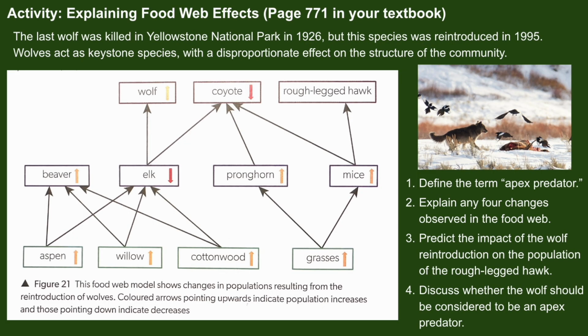Okay, this is an example that shows up all the time: the wolves of Yellowstone. So let's focus right here on this particular food chain. So wolves eat elk. Okay, elk eat many species of trees. In 1926, the last wolf was killed in Yellowstone National Park. This keystone species was removed. If the wolf population is removed, then we're going to see the elk population skyrocket.